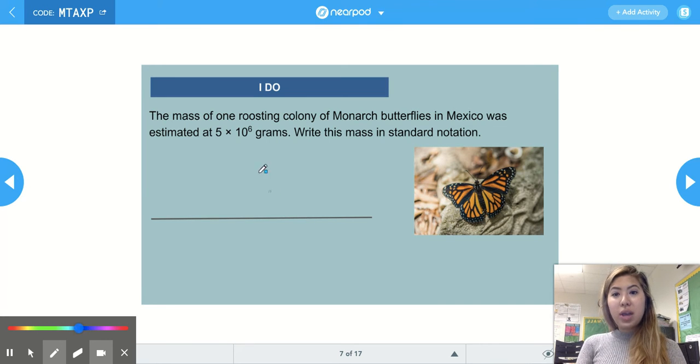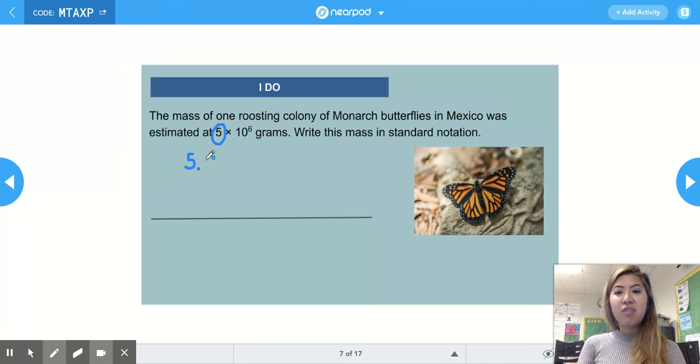So first off, we have to identify where the decimal is in the coefficient. So instead of having it as just 5, we're going to write it as 5.0. And then we have to identify our exponent, which in this case is 6. So we know that we're moving our decimal point 6 places. And because it's positive, we know that we're moving it to the right. So starting there, 1, 2, 3, 4, 5, 6. Then I'm going to place my new decimal point. In all of these spaces, I'm going to put a 0.